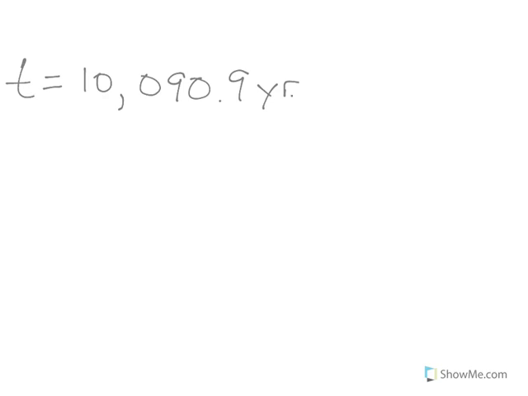All right, so that's how you use radiocarbon dating to figure out the age of what was once an alive object. So make sure you follow those two-step processes and you should have no trouble.